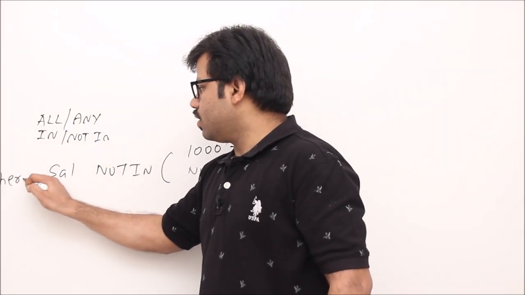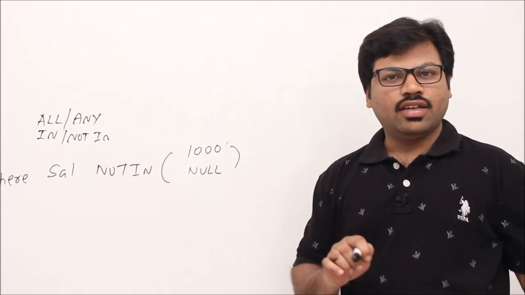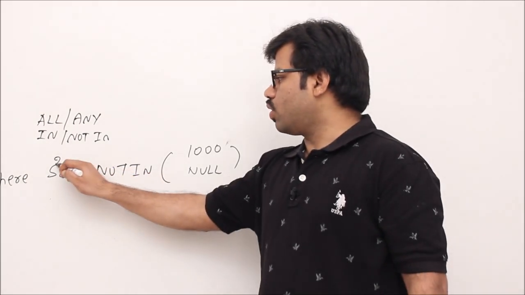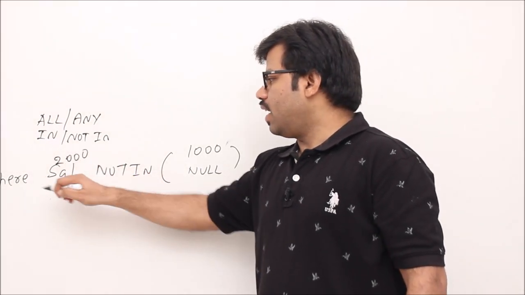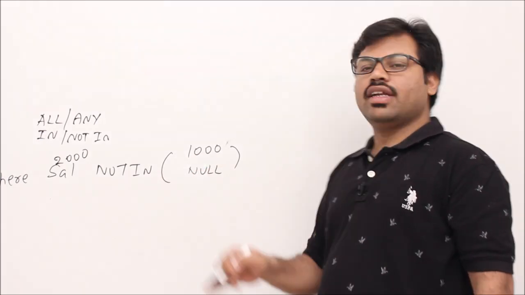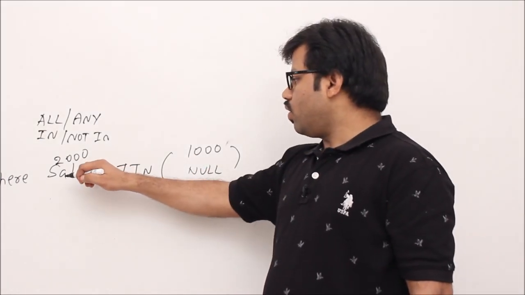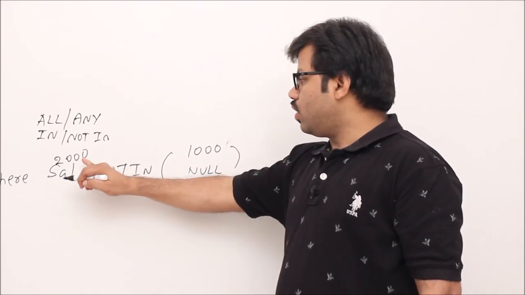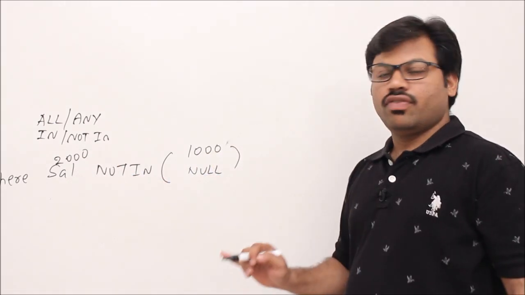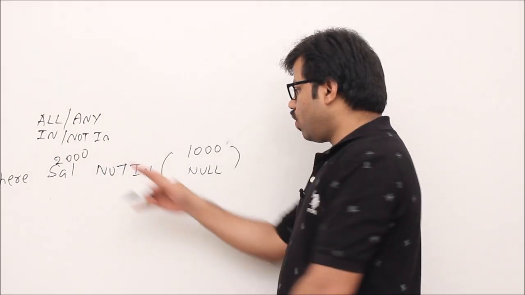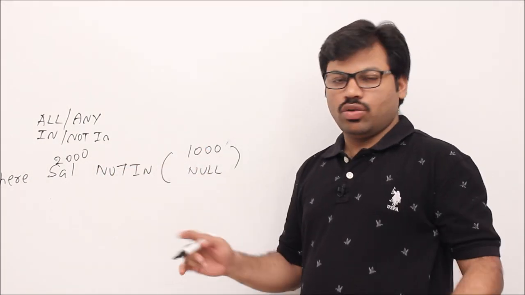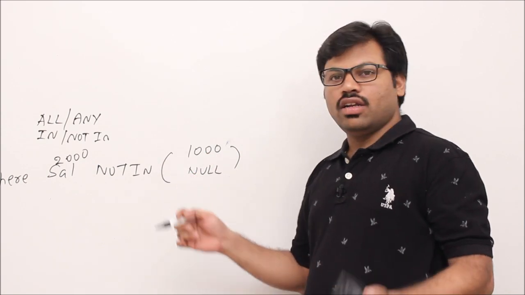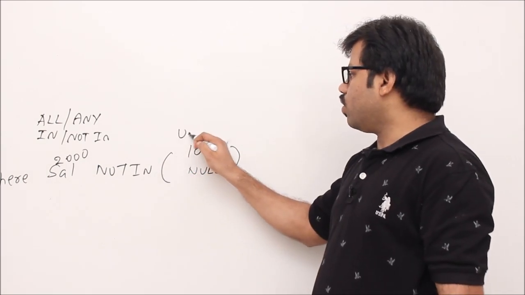So where salary not in 1000, null. For example, say that salary value is 2000. My salary 2000 not in 1000 and null. So 2000 not in 1000, correct, right? And 2000 not in null. First of all, think about in. Is this 2000 in 1000 comma null? 2000 is not 1000, 2000 is not null. So it is evaluated to unknown, correct?